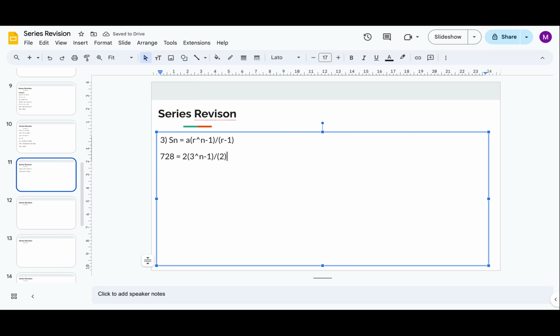This becomes an algebra problem because I have one variable that's missing. I have my equation, I just want to work out what my n is. The 2's will cancel out, 2 over 2 cancels. I'll be left with 728 is equal to 3 to the power of n minus 1. I can take this 1 over to the other side, which gives me 729 is equal to 3 to the power of n.